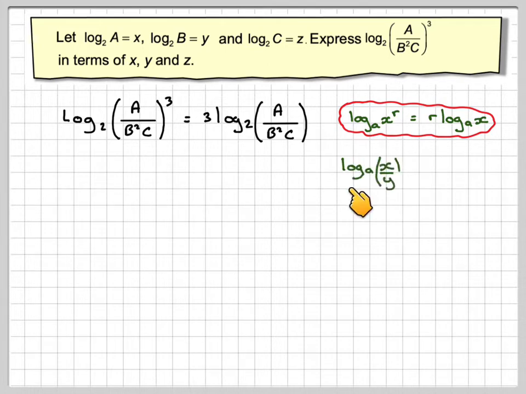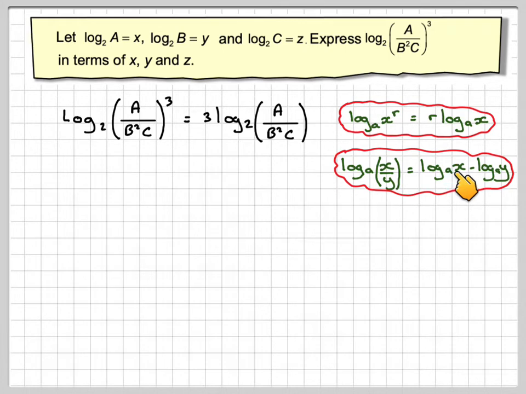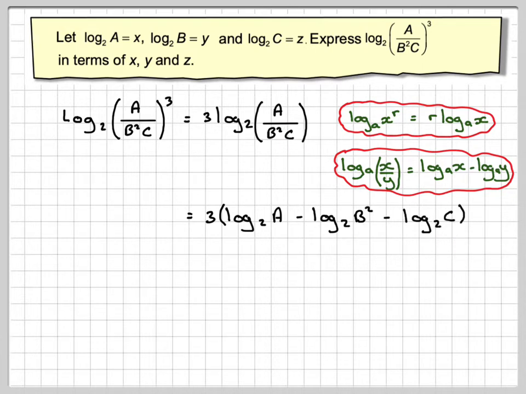Then if we now use log to the base a of x over y is equal to log to the base a of x minus log to the base a of y, we can now write 3 brackets log to the base 2 of a minus log base 2 of b squared minus log to the base 2 of c. Now you might think, well, that's a divided by b squared times c, which means you would have to put that in brackets and put a plus in, but when you take the minus in, you get back to that.